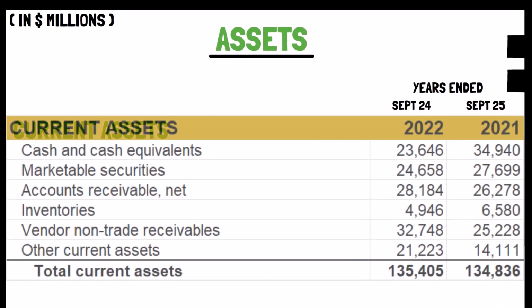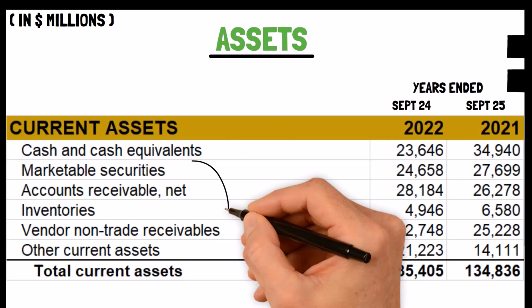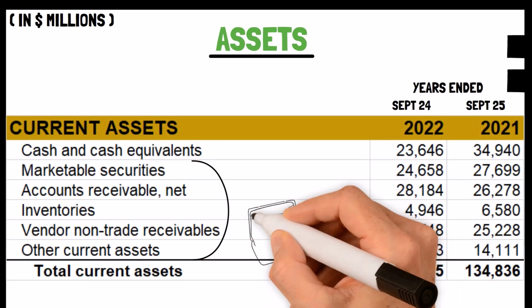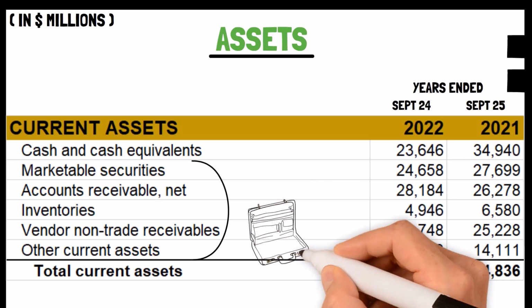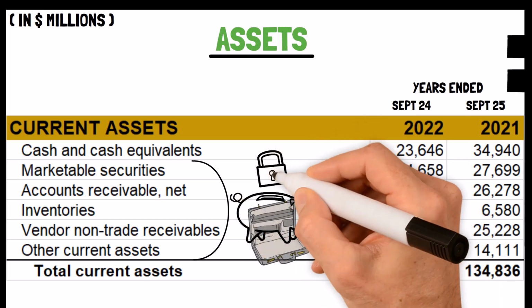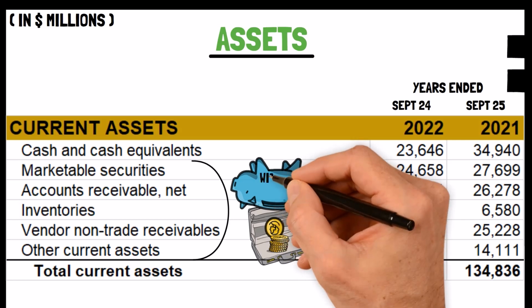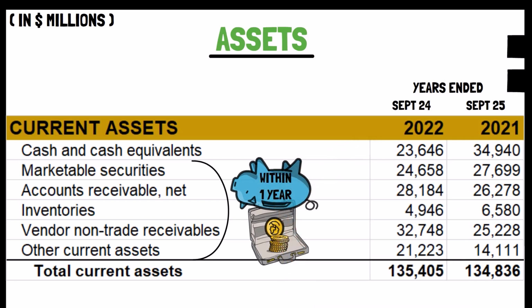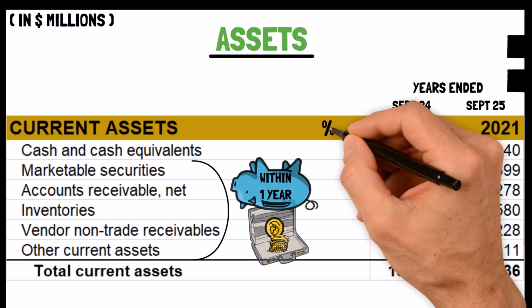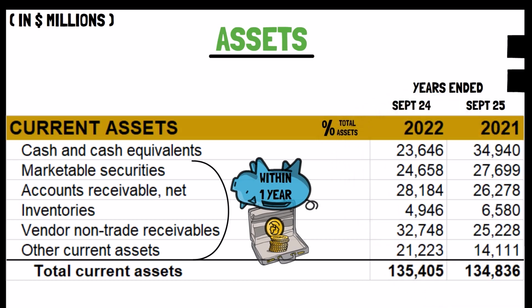Current assets consist of cash and cash equivalents plus all short-term assets. These short-term assets are highly liquid and can easily be converted into cash. It should be convertible within 1 year or one operating period to classify as a current asset.